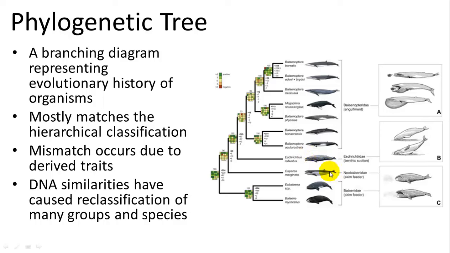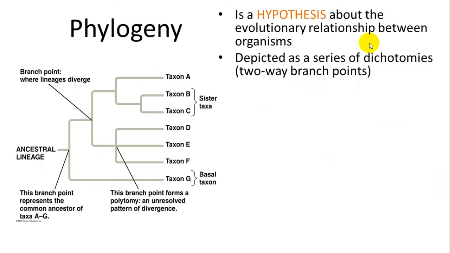Caperea marginata fits within relation to other species, or the gray whale also. Here it's out further in relationship to the other species. Sometimes it's put in with the others. So these are still up to debate, which is why we consider phylogenies as a hypothesis or an estimate of how we think the relationship is based on the data we have.